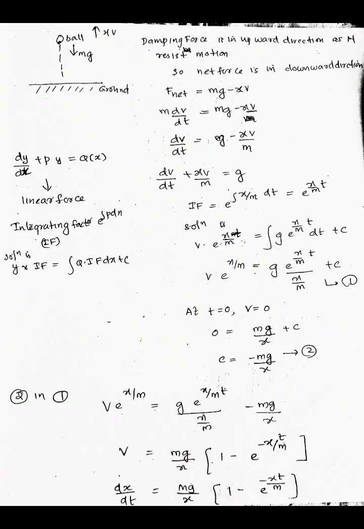But here it is also mentioned that there is a damping force. That is, here the damping force is acting in the upward direction as it resists the motion. So the net force is in the downward direction. That is, F net is equal to mg minus gamma v. Gamma v is the damping force. So that we can write m into dv by dt is equal to mg minus gamma v. That is, dv by dt is equal to g minus gamma v by m. That is, dv by dt plus gamma v by m is equal to g.